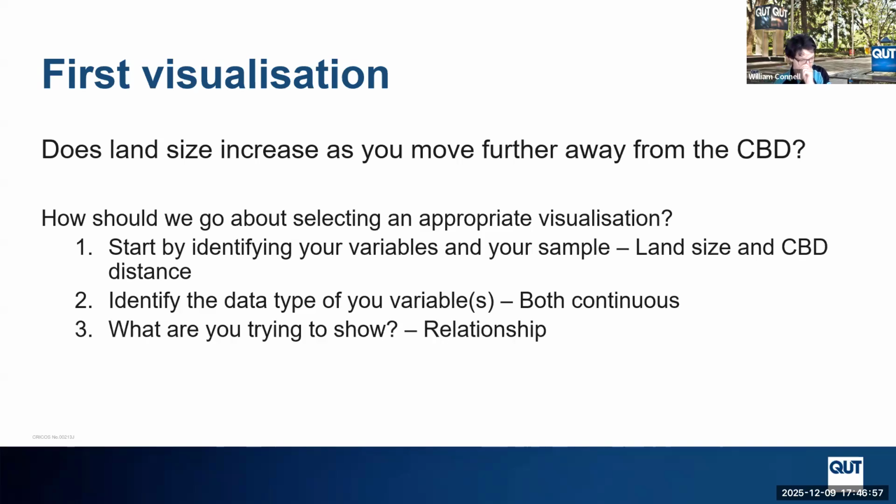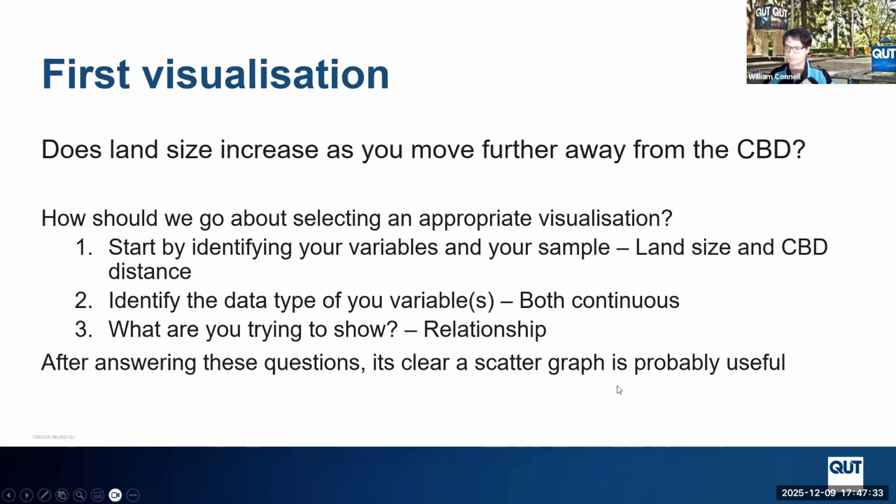The next thing we need to identify is what we want to show. Okay. In this case, we're after a relationship. We're trying to identify a relationship between land size and CBD distance. And in particular, we suspect that the size of these properties tends to get bigger as you move further away from the CBD. Makes sense. Houses close to the CBD might be more expensive. The land might be more valuable. So maybe it gets partitioned into smaller and smaller lots. Okay. So that's what we're trying to show with this relationship.